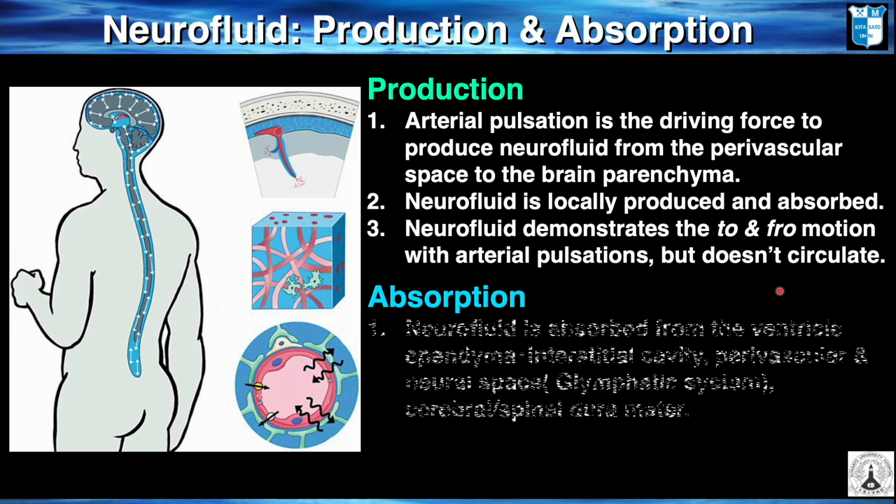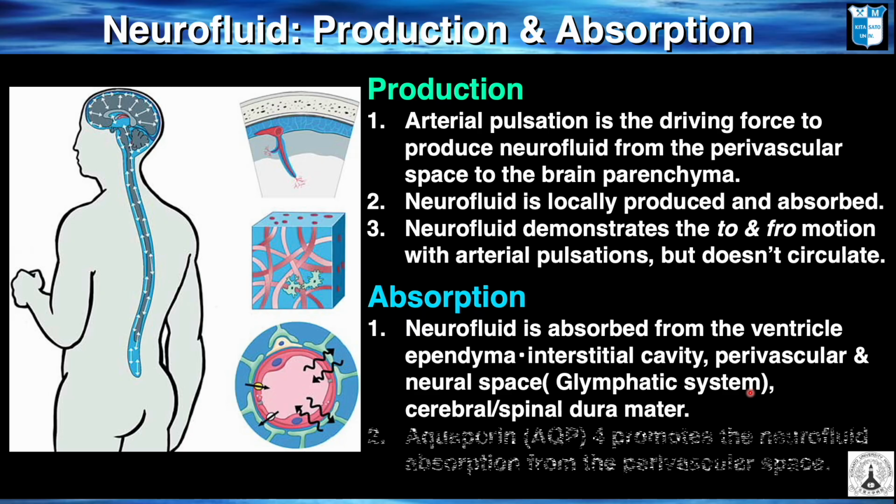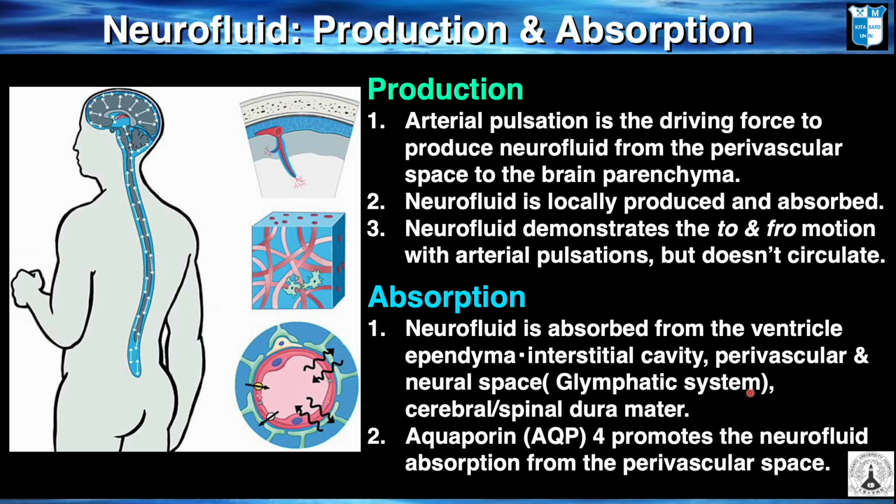About absorption, neural fluid is absorbed from the ventricle, the interstitial cavity, the perivascular and neural space called the glymphatic system, and the cerebral or spinal dura mater. And aquaporin 4 promotes neural fluid absorption from the perivascular space. This is the new theory of neural fluid dynamics.